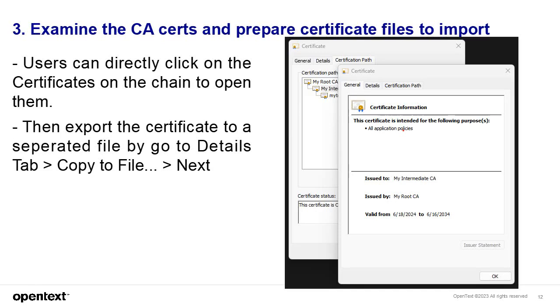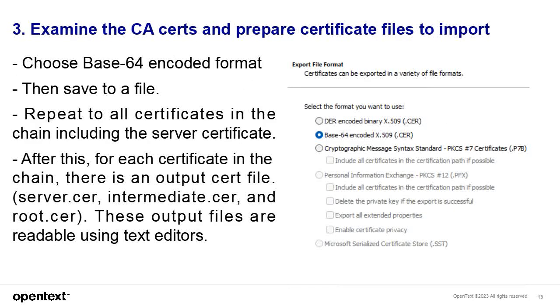Then export the certificate to a separate file by going to the Details tab, clicking Copy to File and choosing Next. Choose base64 encoded format. Then save to a file. Repeat for all certificates in the chain including the server certificate. After this, for each certificate in the chain, there is an output cert file: server.cer, intermediate.cer, and root.cer. These output files are readable using text editors.